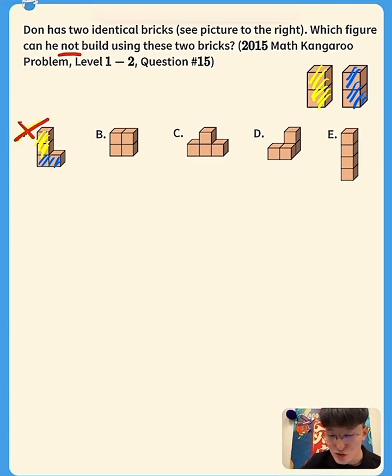What about B? Let's try B. Again, let me use yellow and blue to distinguish where to put them. Can we make B? Oh wait, okay.